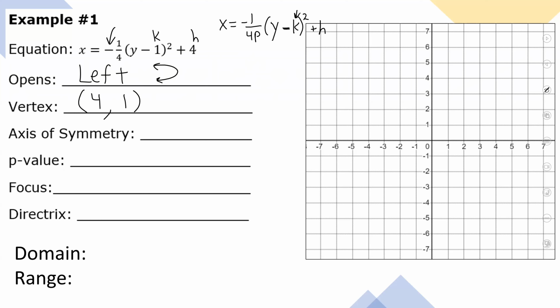All right, so let's go ahead and graph what we have so far. My vertex is at 4, 1. Everyone go ahead and plot 4, 1 on your graph. It's right here. This is our vertex. And I know it's pointing to the left. So let's just graph it. Let's sketch it. It'll go this way. It'll face the left.